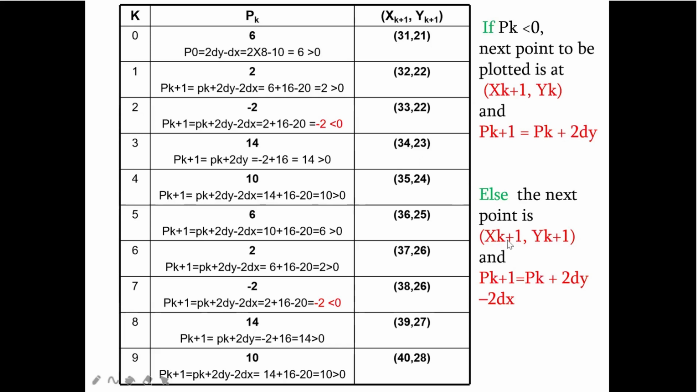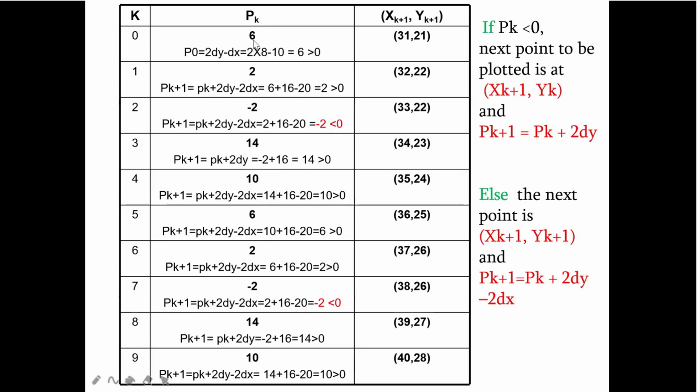As I am in the else part, I have to take this formula only. So here p(k+1), it means k equals 0, in the sense p1 value will be equal to pk. Here you can see I have written the same formula. So p(k+1) value is pk plus 2dy minus 2dx. This is the formula here.